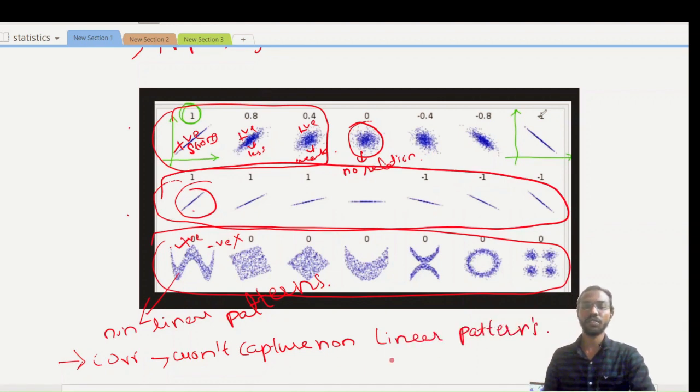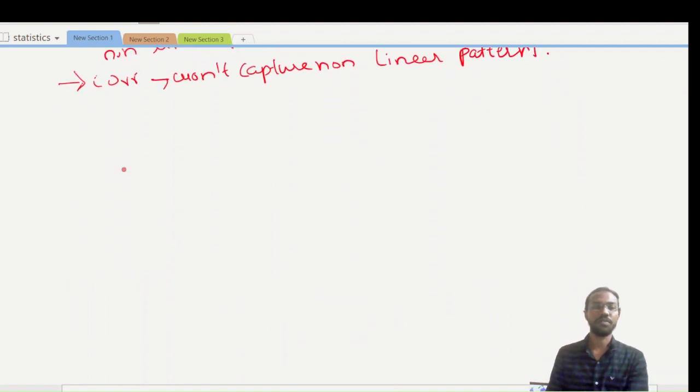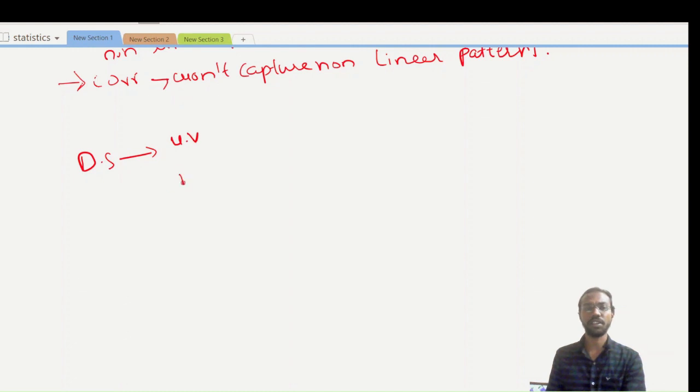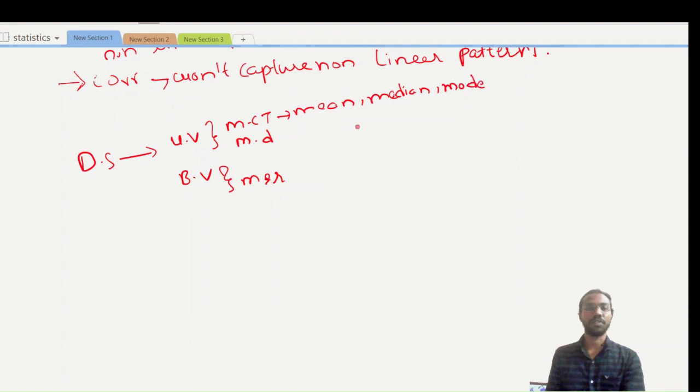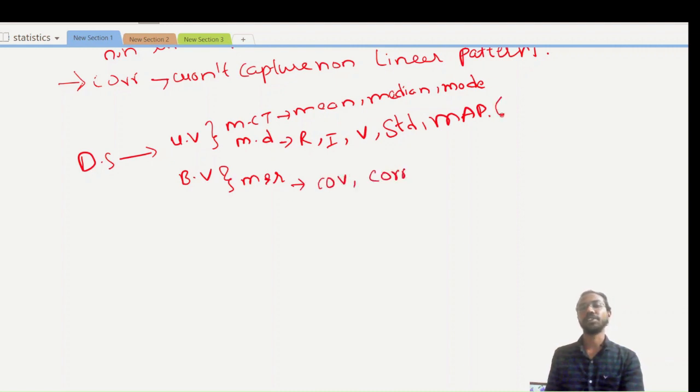Now till now we covered the topic of descriptive stats. In descriptive stats, we covered univariate analysis as well as bivariate analysis. In univariate analysis, we covered measures of central tendency and measures of dispersion: mean, median, mode in depth, and range, IQR, variance, standard deviation, and median absolute deviation. Which one is robust is present in our previous videos. In measures of relation, we covered covariance and correlation. That is all descriptive stats.